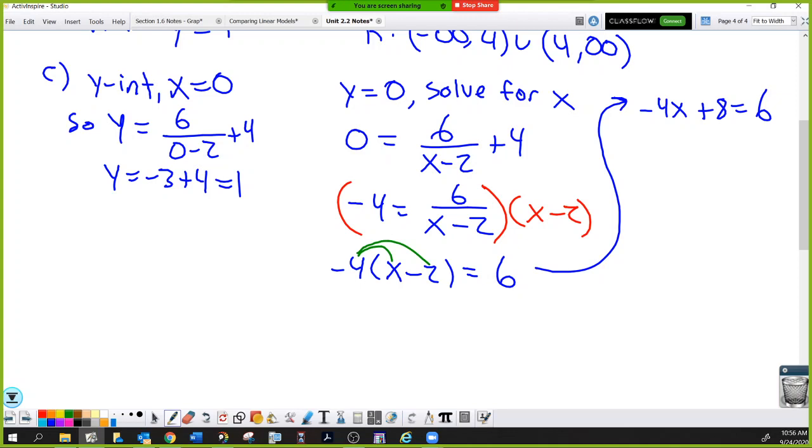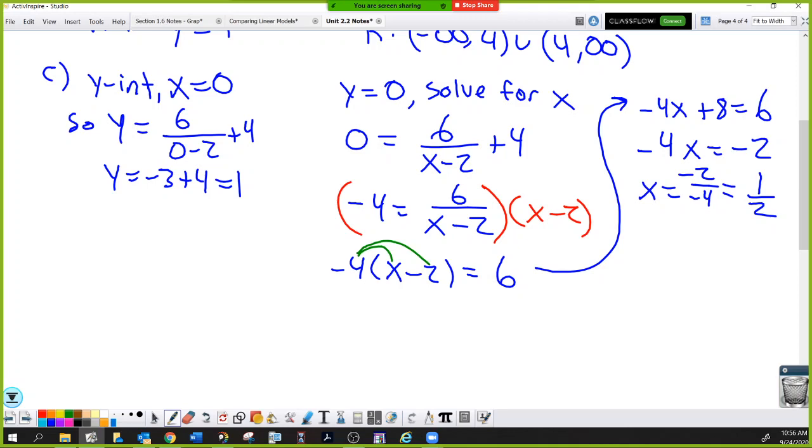Subtract 8 from both sides. And then divide both sides by negative 4. And you get x equals negative 2 over negative 4, which is 1/2. So we do cross the x-axis. We cross it at 1/2. We cross the y-axis at 1.